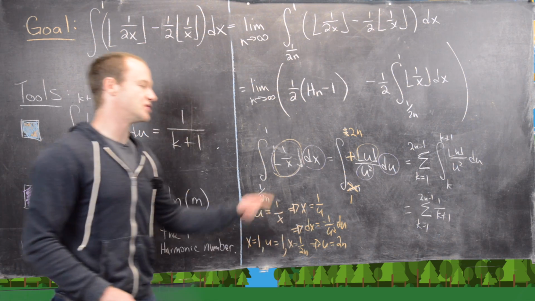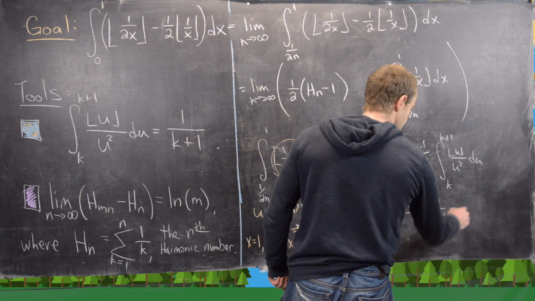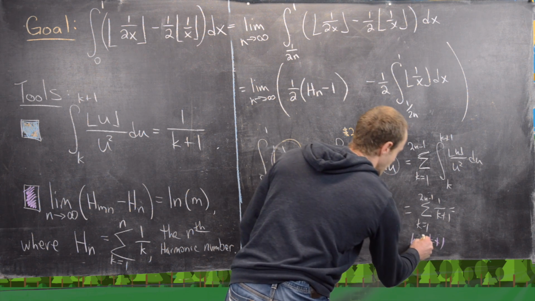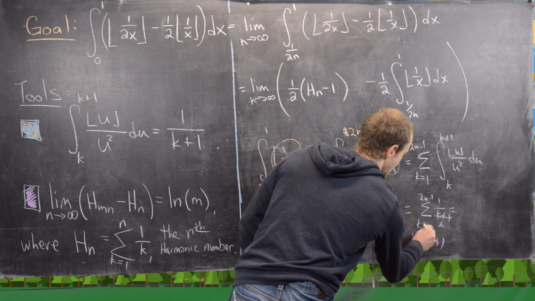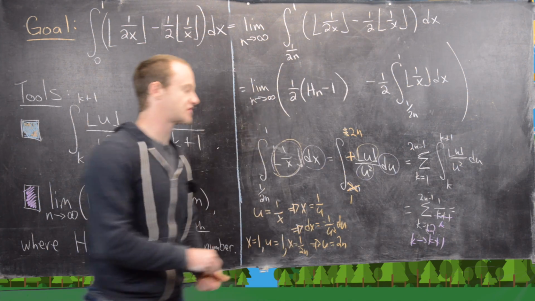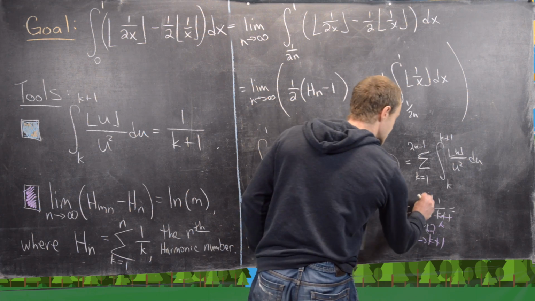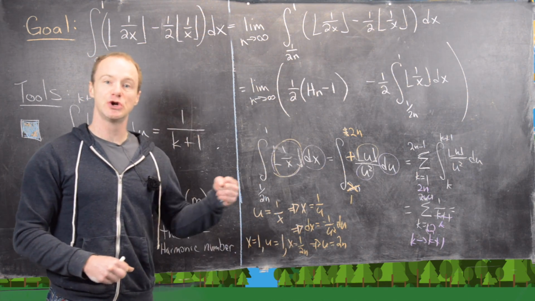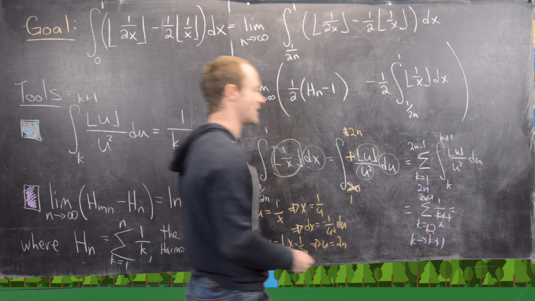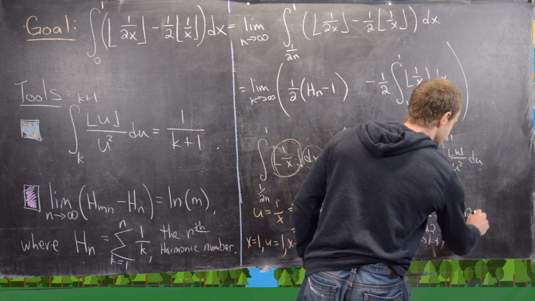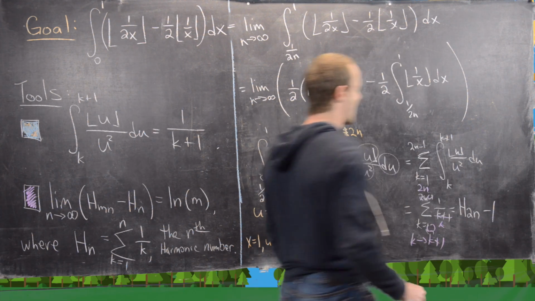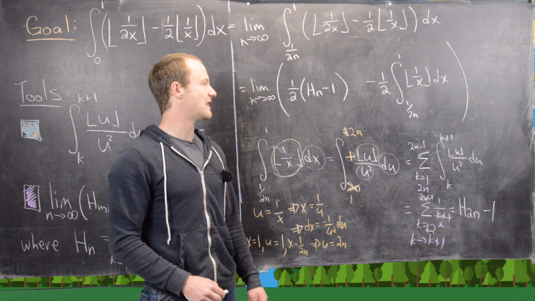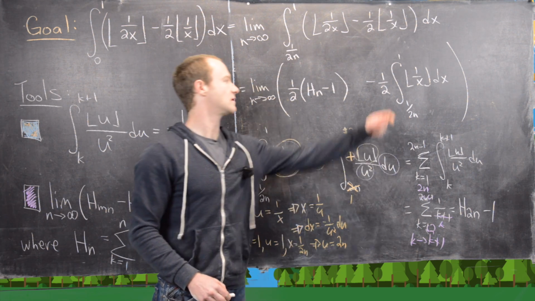But the next thing that we can do is re-index this thing. So notice we can re-index this by sending k to k plus 1. That's going to change this to a k, make this thing start at 2, and then it's going to end at 2n. But notice that's exactly the 2nth harmonic number, but we're missing the very first term, so we can write this as the 2nth harmonic number minus 1, because again, we're missing one term. Okay, so let's go ahead and put that value in here for this second integral.